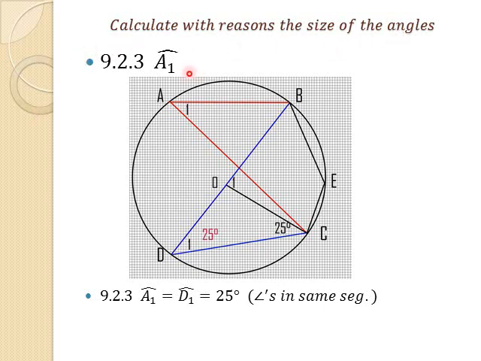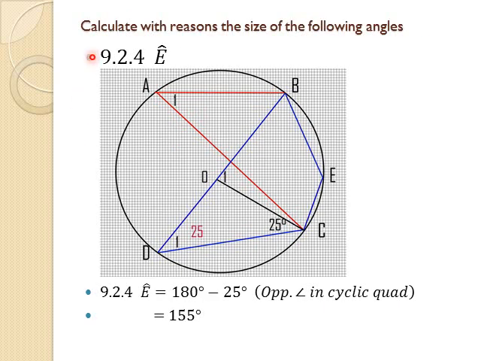Let's look at the next problem. Calculate with reasons the size of A1. If I look at the angle A1, I go back with AB, and there it goes to C. It is subtended by this arc, that bend there from B to C. If I go back with D1 that I just calculated, that ends by B and it also ends by C, and it's also subtended by the same arc BC. So this arc BC subtends A1 and it subtends D1, therefore A1 equals D1 according to Theorem 4, angles in the same segment. So A1 equals D1 equals 25 degrees, angles in same segment.